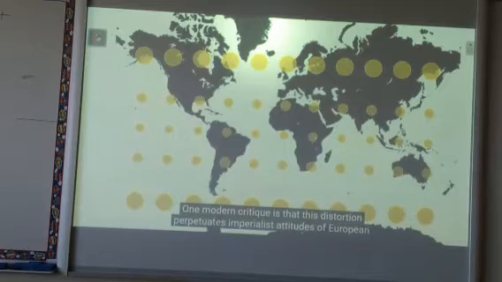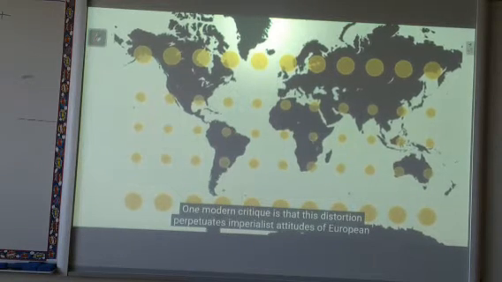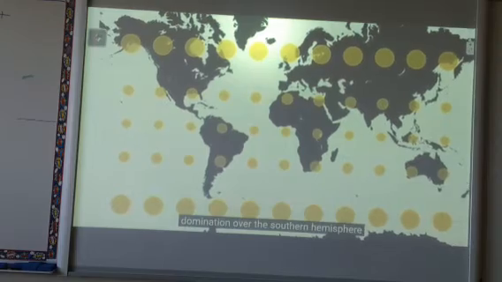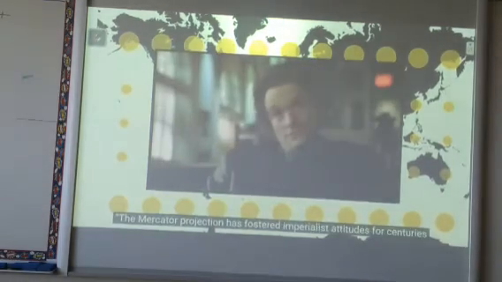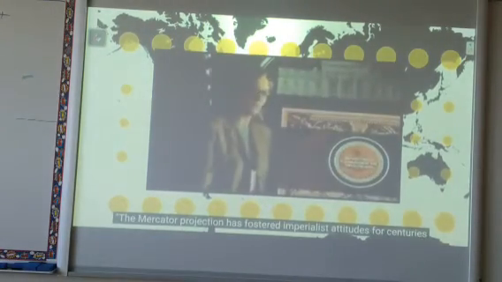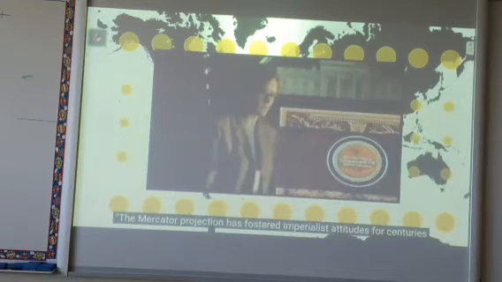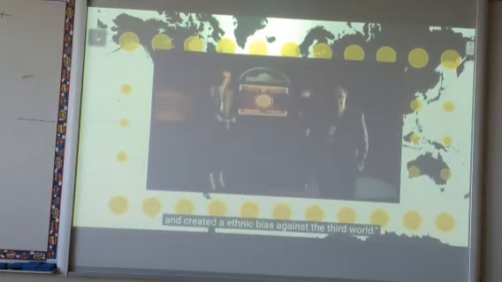One modern critique of this is that the distortion perpetuates imperialist attitude of European domination over the southern hemisphere. The Mercator projection has fostered European imperialist attitudes for centuries and created an ethnic bias against the Third World.